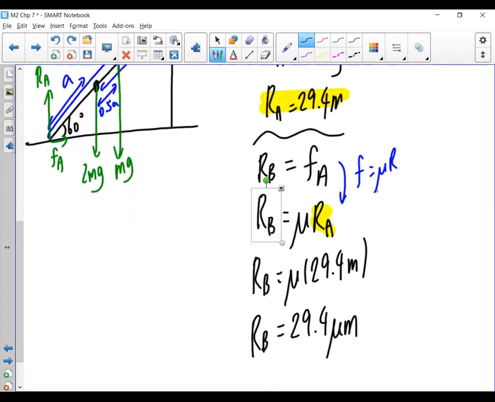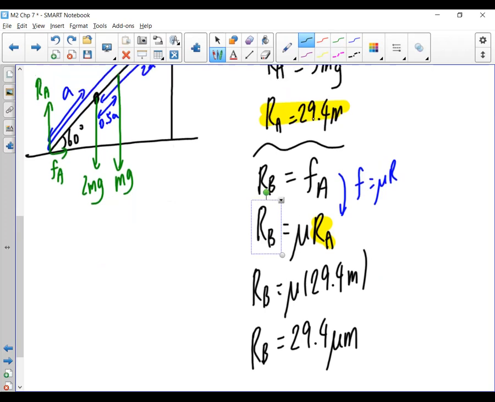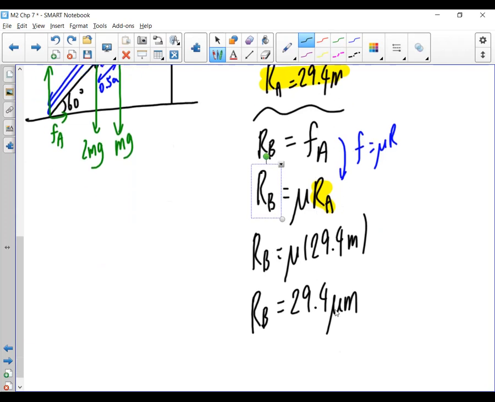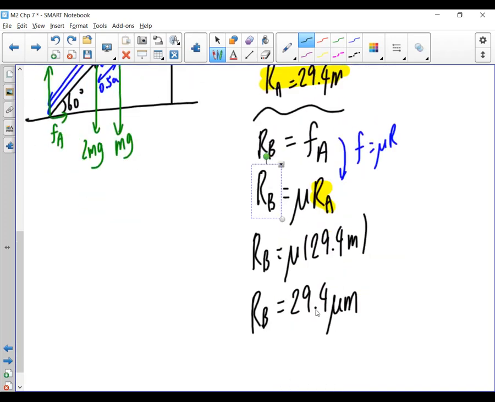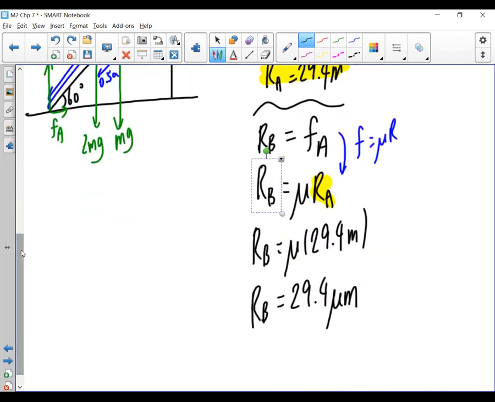But one thing we've done in here is we have sort of simplified two equations into one. So this equation RB equals mu RA and RA equals 29.4 m, we sub into one. So now we've got one to work with. Okay, so instead of two, now we have one combined. Second step, take moments at a point.